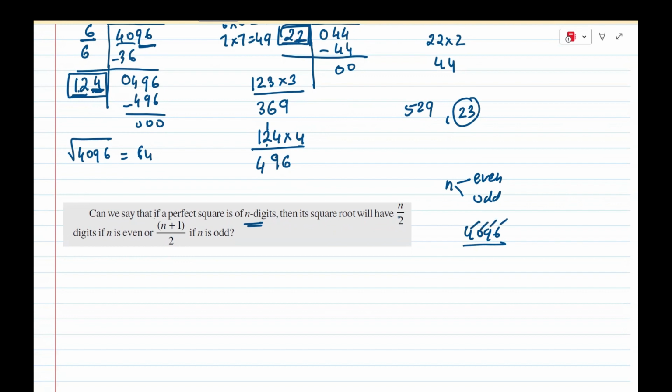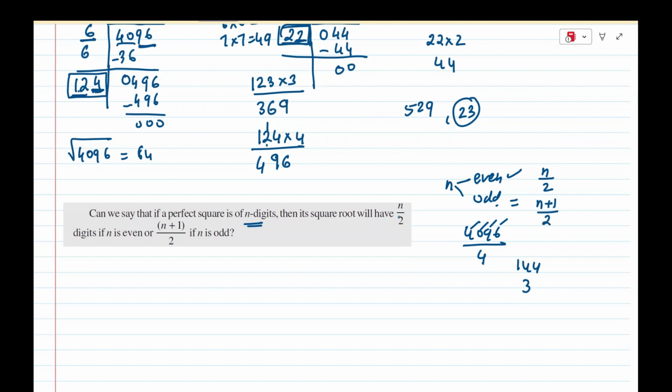1, 2, 3, 4. I have 4 digits, which is even. So if I have a number which has n digits and it is even, then its square root will definitely have n by 2 digits. Clear? Or if it is odd, like take the example of 144. The number of digits is 3, which is odd. Then the number of digits in its square root will be (n plus 1) divided by 2.